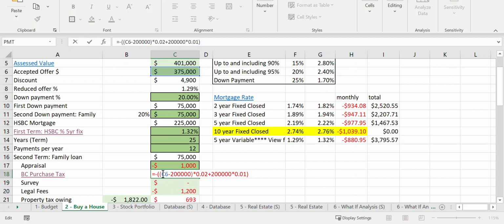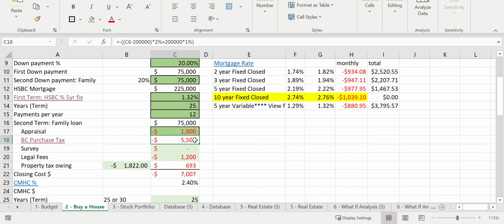And so I take the purchase price, which is $375,000, minus the $200,000. Calculate that first. So you know that's going to be $175,000 multiplied by 2%. Now I could have put the 2% as a decimal, or I could put in 2 and a percent sign. They both work. So I could have just replaced this with a 2%. It reads better. All right, and I want to add that to $200,000 times 1%. And that's what British Columbia charges when you buy a property. So you'd have to come up with another $5,500 just to pay the government for the privilege of buying a house. I know it sounds ridiculous, but that's what it is.